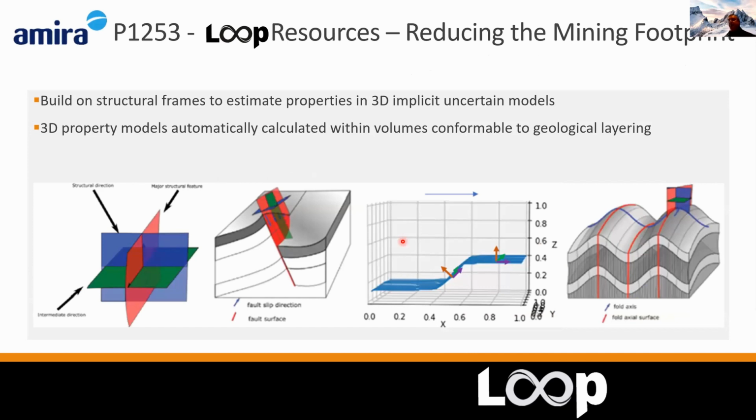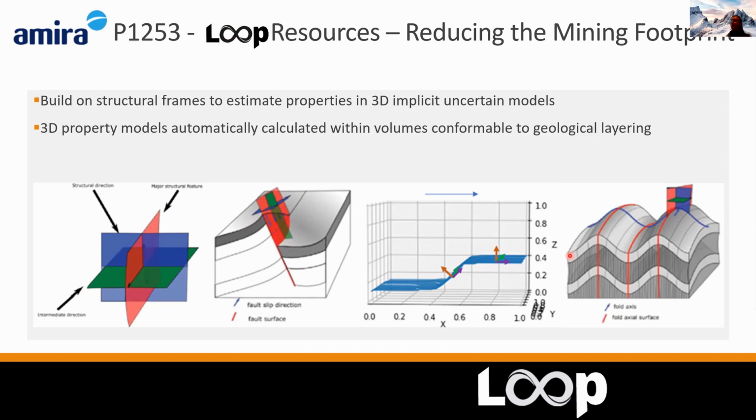Lastly, I wanted to talk about the future of Loop. So we're going right now for a second phase of funding through the ISA, but we're also looking at an industry project to do a resource estimation within implicit formulation of the models. And so these are the different structural frames that we talked about at the start, for the fault, for the intrusions, for the fold. And those structural frames define a coordinate system everywhere in the model. So that means that we can calculate distances within every volume that is conformable to layering and faults.